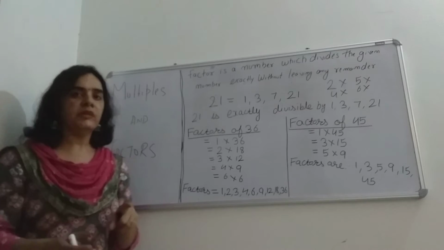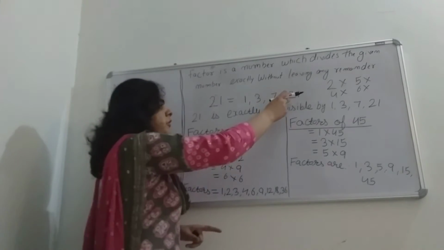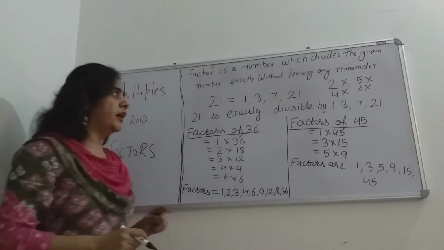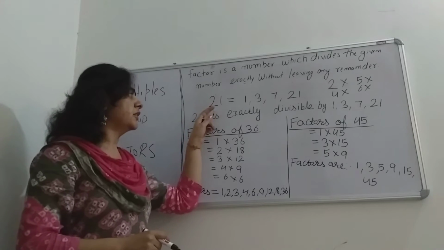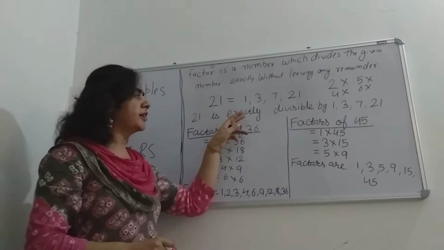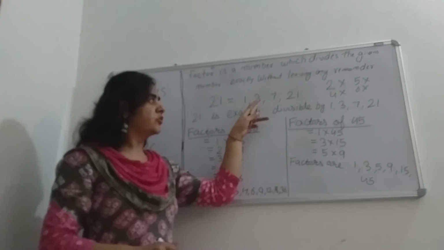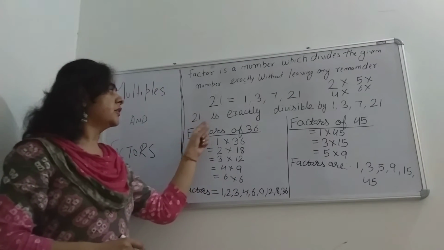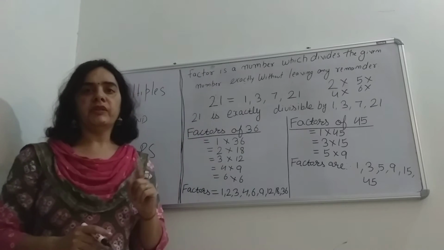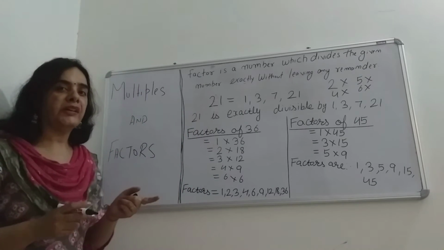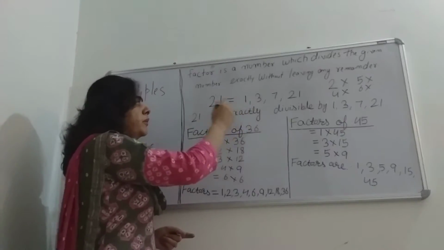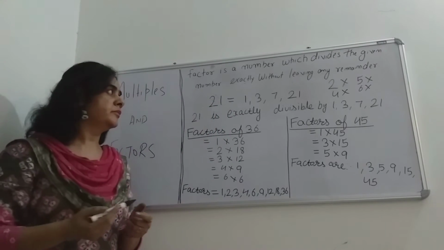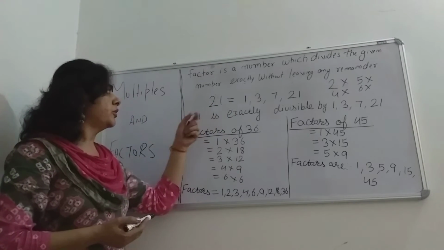So the last number will be the number itself. Which one is the last number? The number itself will be the last number. So we can say that 21 is exactly divisible by 1, 3, 7 and 21. So these are the factors of 21. So this is the way to find out whether a number is a factor of another number. Okay, I hope you understood.